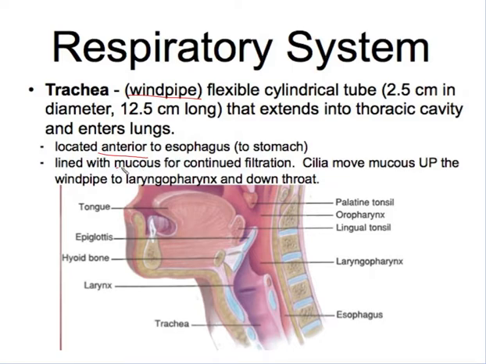And it's lined with mucus, which filters the air that passes through your nasal cavity and through your larynx. So we're still filtering the air so we get as pure air as we can into your lungs. We talked about how in the pharynx the mucus moves down towards the throat. In this case, cilia move the mucus up the windpipe into the laryngeal pharynx, so it can be swallowed. So it goes up this way and then down into your stomach where it can be destroyed effectively.